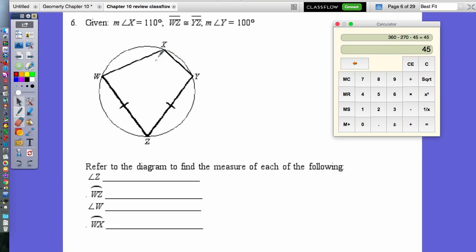So on this one, the measure of angle x is 110 degrees. WZ and YZ are congruent, that's marked. Angle Y is 100.